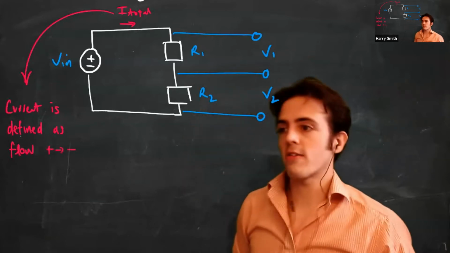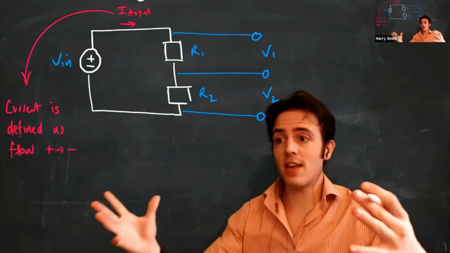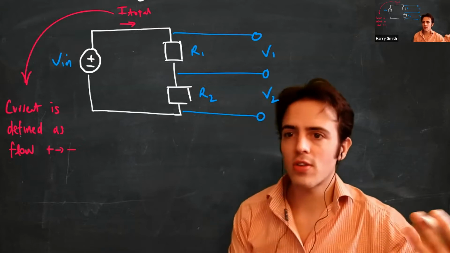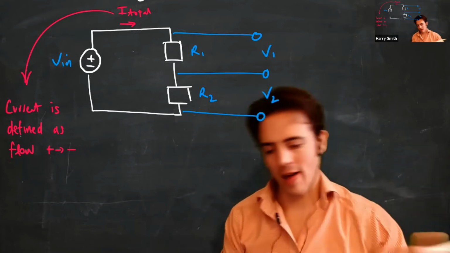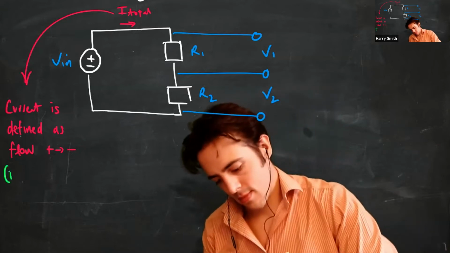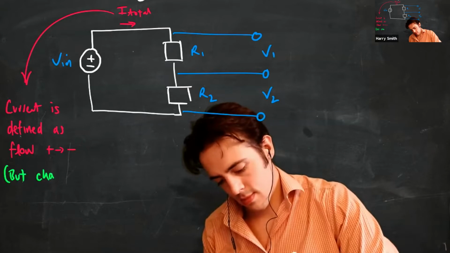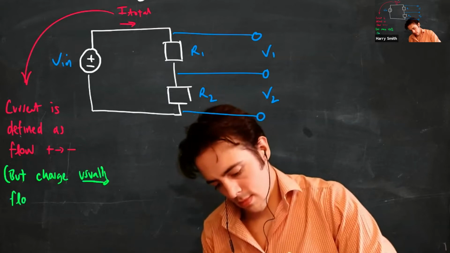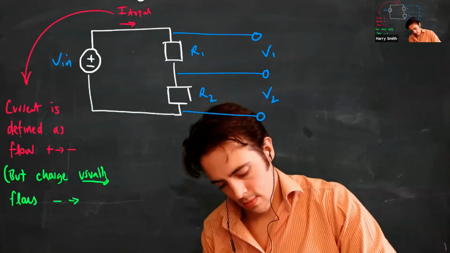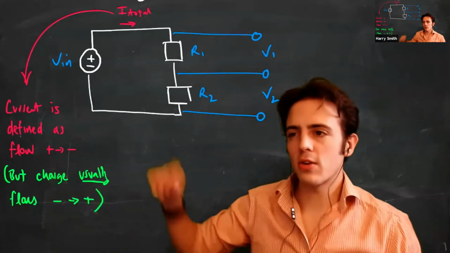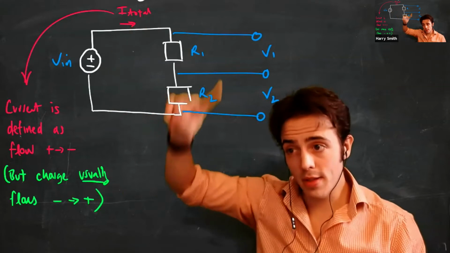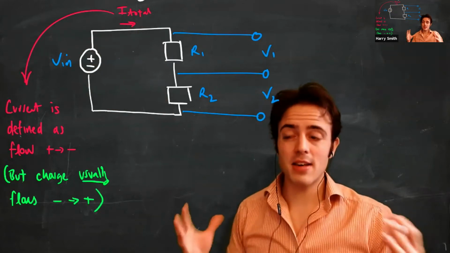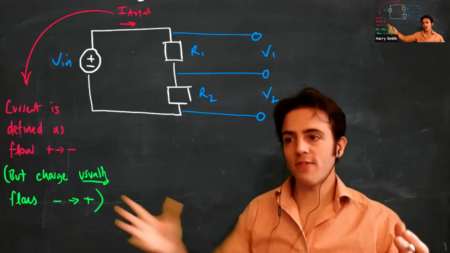So current is defined as flow from positive to negative. That is the definition of positive current. Charge carriers are normally electrons in the sort of circuits that we're going to make, and those flow in the opposite direction. So we can just ignore this little bit here, but we'll remember the definition of current is flowing from positive to negative. It's actually the empty space where no electron is. That's where we define the flow of current.